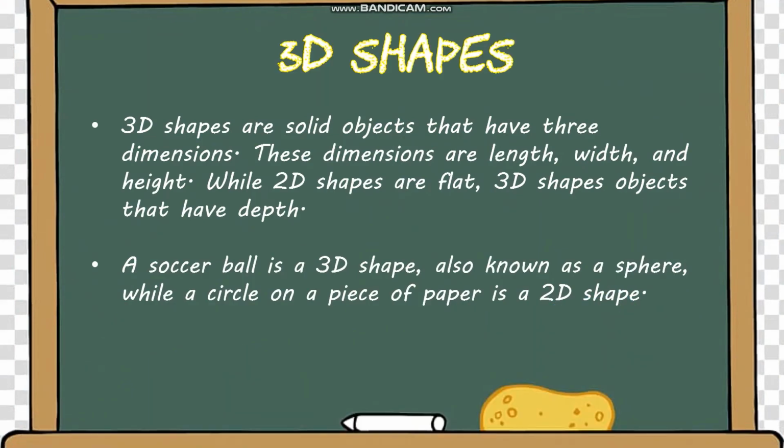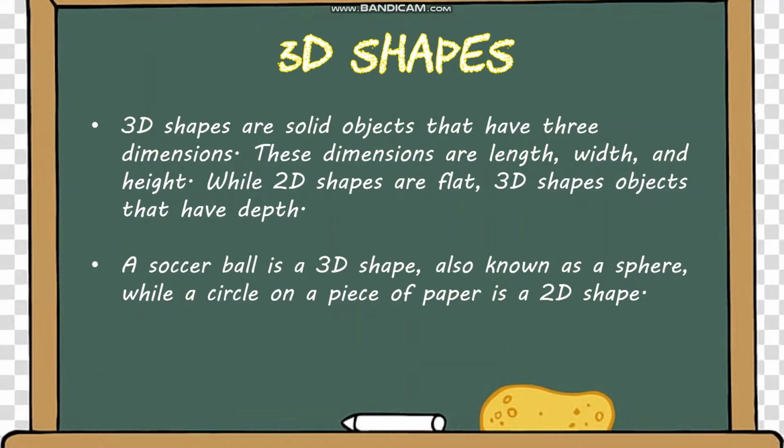Now let's move on to 3D shapes. 3D shapes are solid objects that have 3 dimensions. These dimensions are length, width, and height. While 2D shapes are flat, 3D shape objects have depth.